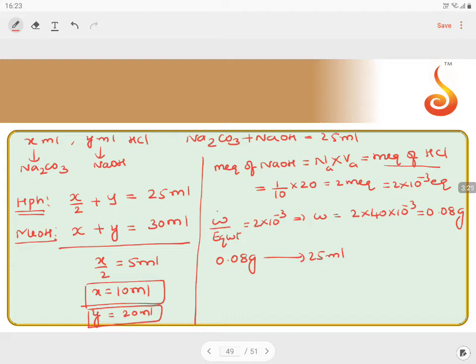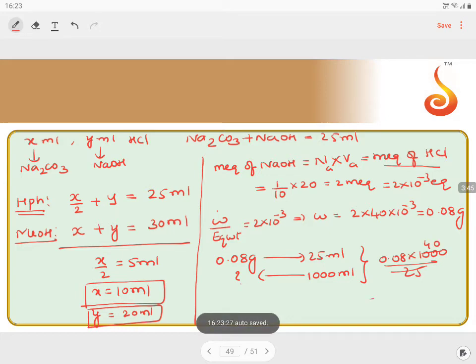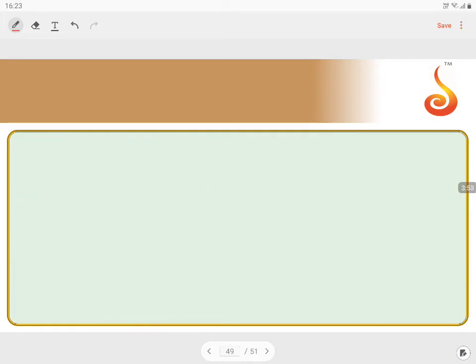This is 25 ml of mixture, but they are asking for 1000 ml, 1 liter of mixture. If it is taken in 1000 ml, how much is the mass? So this comes to 0.08 into 1000 by 25, which comes to 3.2 grams. So 3.2 grams of NaOH is present in 1000 ml of the mixture.